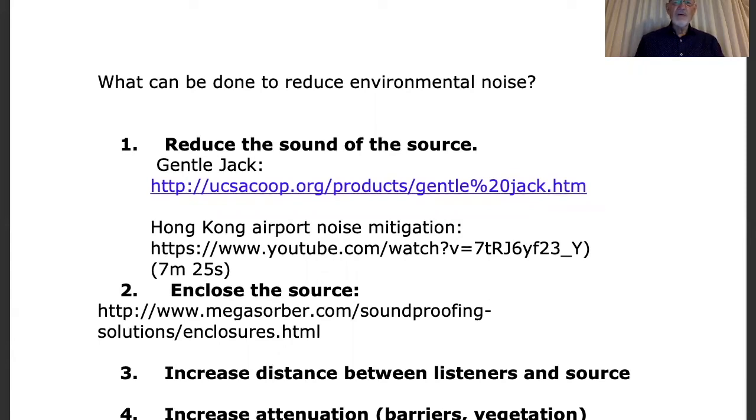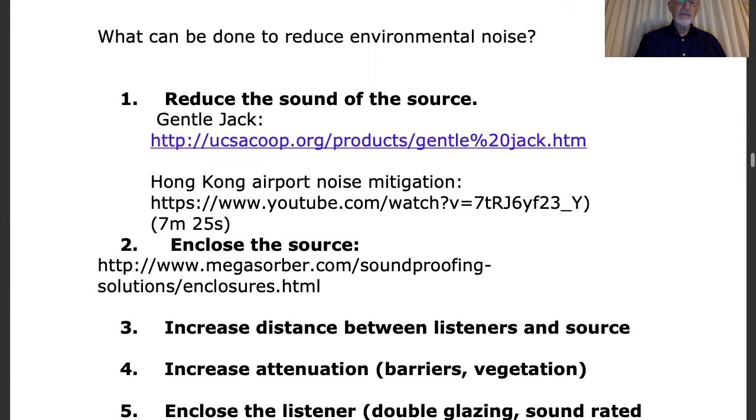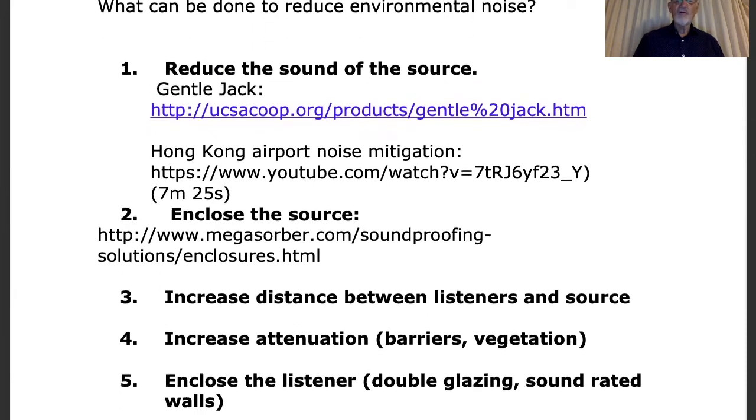And as I mentioned somewhere else, if you make an efficient fan, it's likely to be a quiet fan. And there's something there about the Hong Kong airport noise mitigation you might like to look at. So reducing the sound of the source is the first thing you should be thinking about. Then next is enclosing the source.